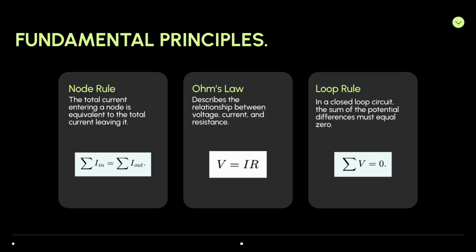The fundamental principles for this lab are the node rule, which states that the total current entering a node is equivalent to the total current leaving it, which I have represented in a summation; Ohm's law, which describes the relationship between voltage, current, and resistance, V equals IR; and the loop rule, which means that in a closed loop circuit, the sum of the potential differences must equal zero, which I have represented in a summation as well.